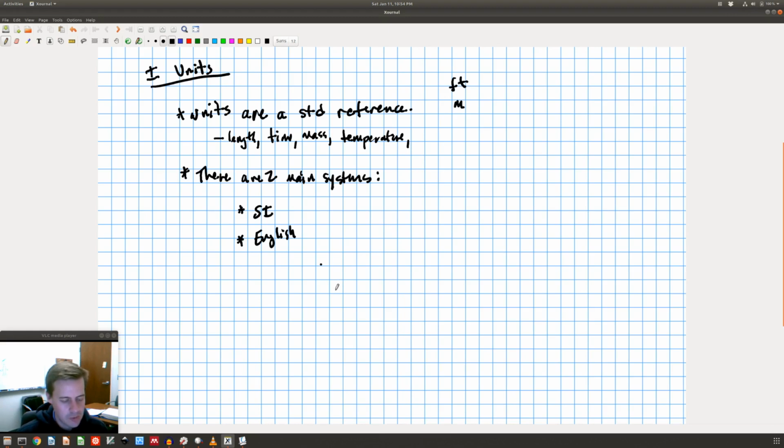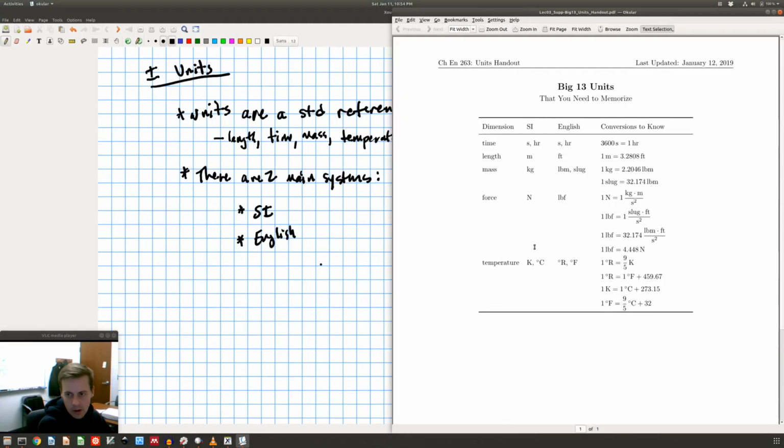And so I have defined 13 units that you need to be able to know and convert between without looking up. So these units, let me pull it up here, if I can find it. Here it is. I call these the big 13 units. Okay, so they have these following dimensions: time, length, mass, force, and temperature. Force is a derived unit. We don't really have to worry about that in class.